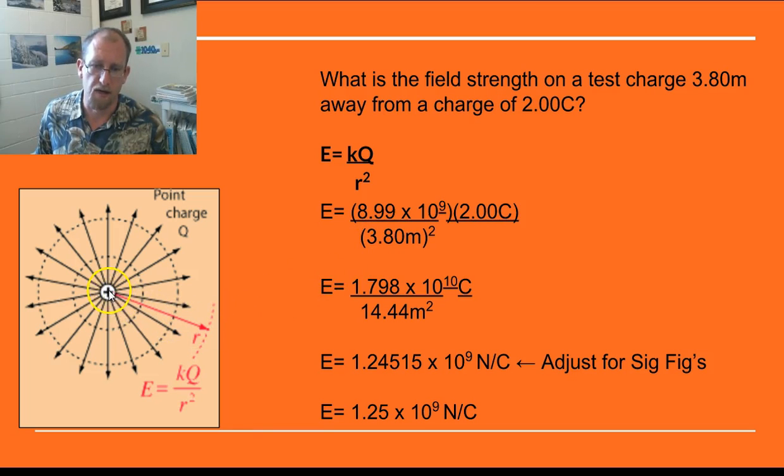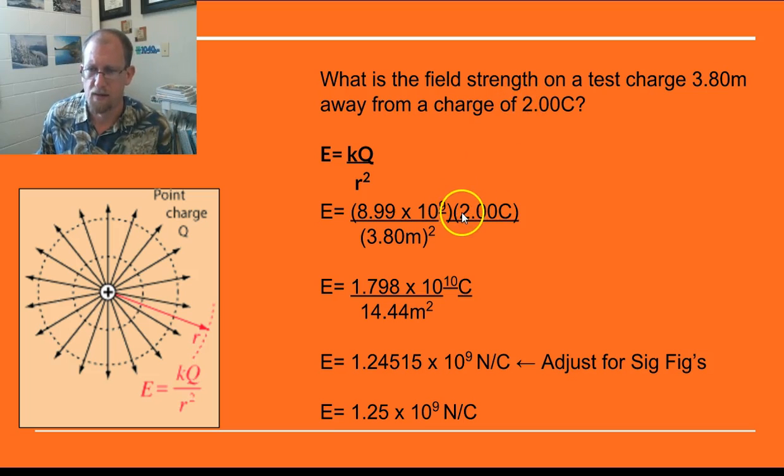So again, here's my test charge, my point charge that has a charge of 2.00 coulombs, and I am 3.80 meters away. So E is what I'm finding. K is my Coulomb's constant, 8.99 times 10 to the 9th. And remember, K is pretty easy to remember if you just think of 9. 8.99 is really close to 9, and 10 to the 9th. Times 2.00 coulombs, so that's Q. This is positive. I didn't specify that it was positive or negative. If there's not a sign, it's positive, right?